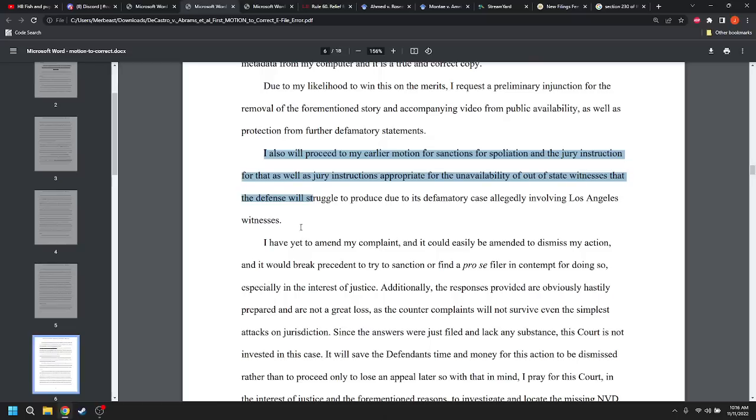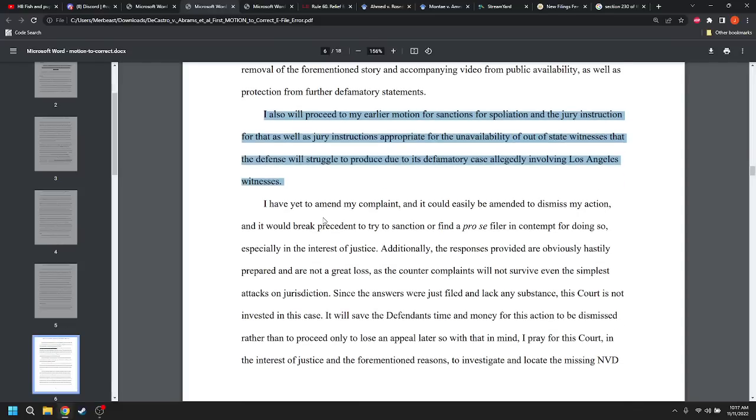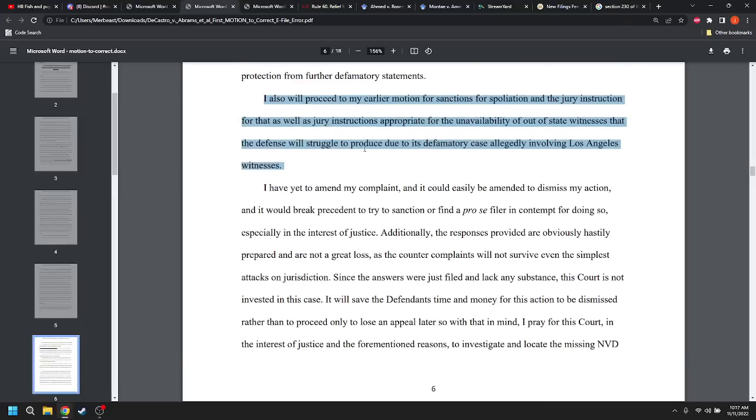I will also proceed to my earlier motion for sanctions for spoliation, which was denied, and the jury instruction for that, as well as jury instructions appropriate for the unavailability of out-of-state witnesses that the defense will struggle to produce due to its defamatory case allegedly involving Los Angeles witnesses. You don't know who the defense is calling, so I don't know what you're on about there.